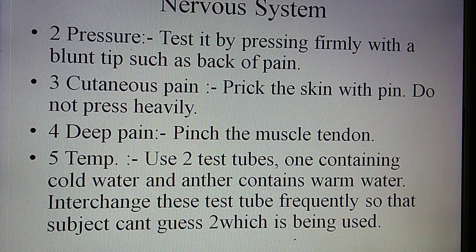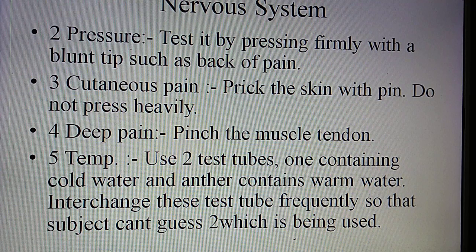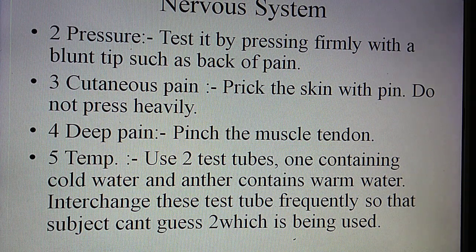Then cutaneous pain. For checking cutaneous pain, prick the skin with the pin, but do not press it heavily, otherwise bleeding will occur. Whenever you test, you ask the subject whether he can feel that pain or not. When you check deep pain, you have to pinch the muscle tendon. The pain from the muscle tendon is deep pain. Pain from the skin is cutaneous pain.